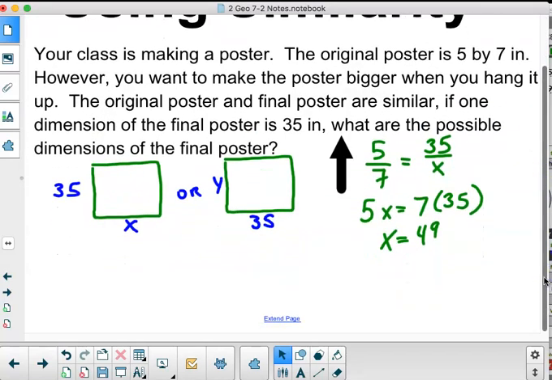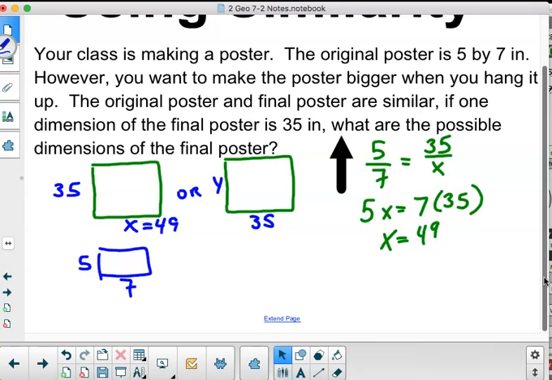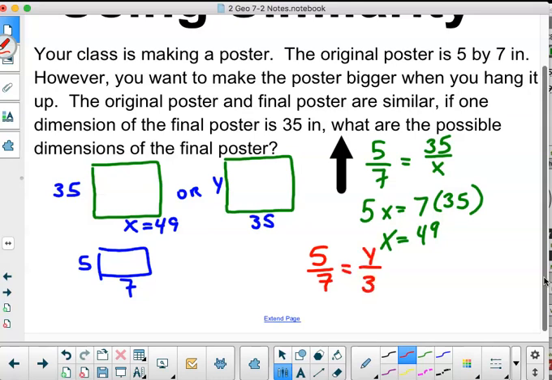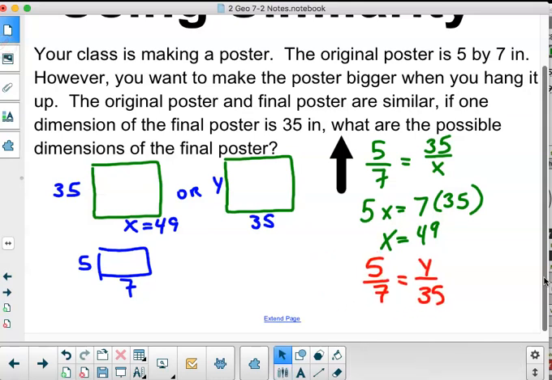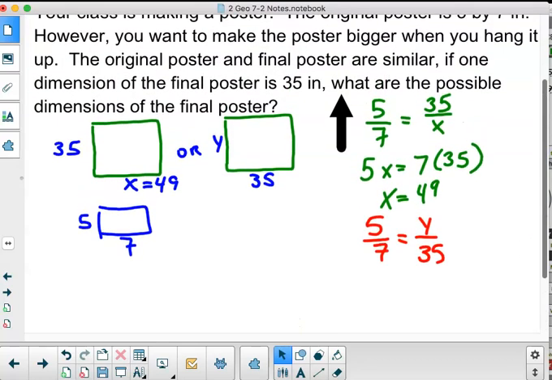Okay, so X could be, remember, if I'm dealing with my little card, 5 by 7, X could be equal to 49. Now, the other possibility is if I had a 5 by 7 and I had Y over 35. Well, that's the other possible way to have my dimensions. So I've got to keep this in mind when I'm doing this problem.